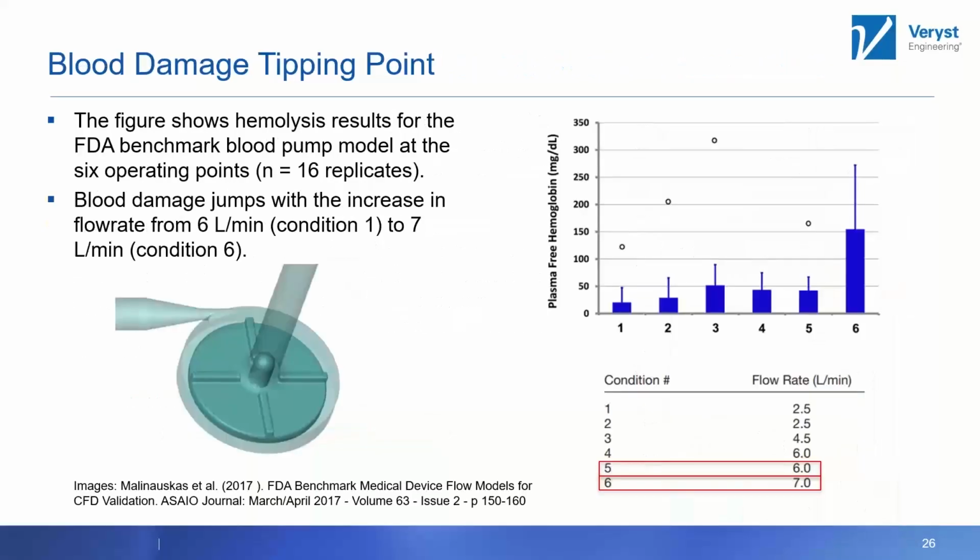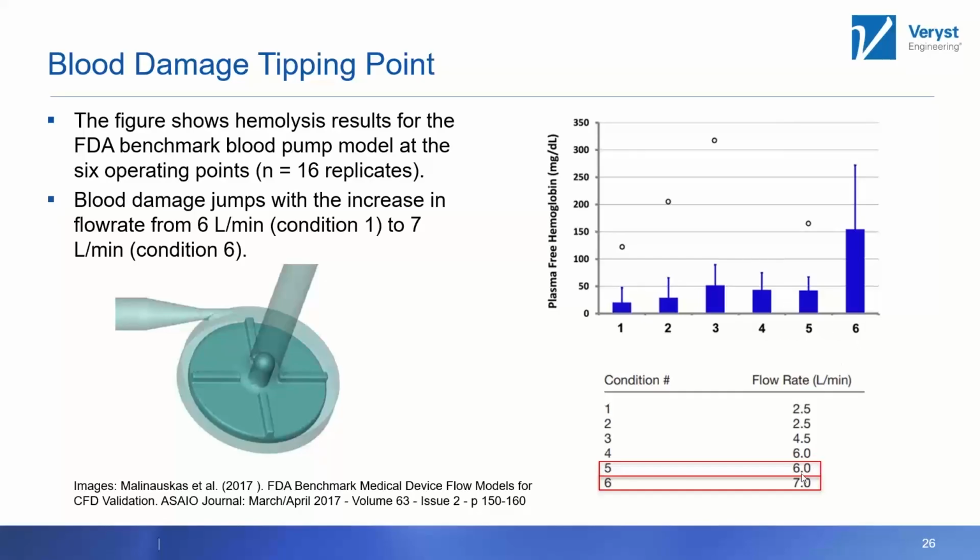Now, it's interesting that we see this tipping point, or sudden increase in blood damage, in the other benchmark tests that FDA released. FDA also released a benchmark for a pump, where again different labs provided their results, and this is the summary of results. The vertical axis is a representation of blood damage or released hemoglobin, and the horizontal axis is different pump conditions.